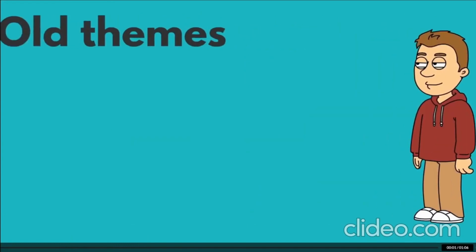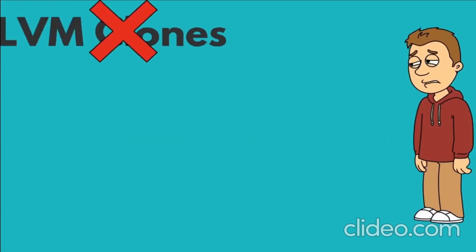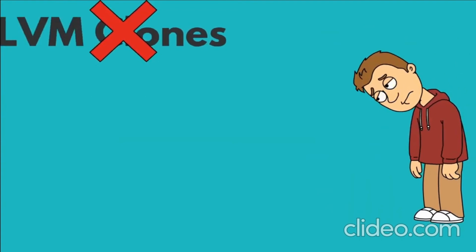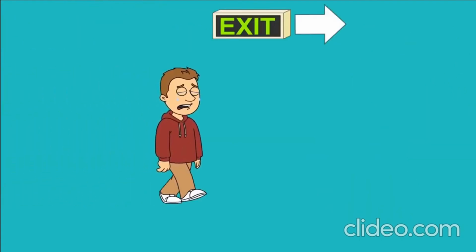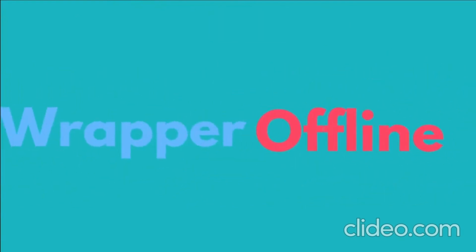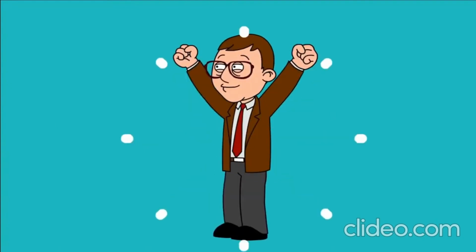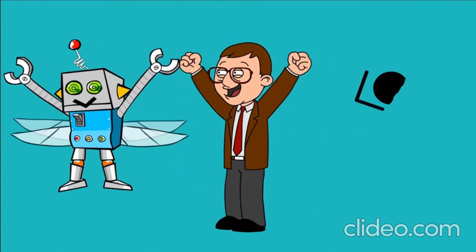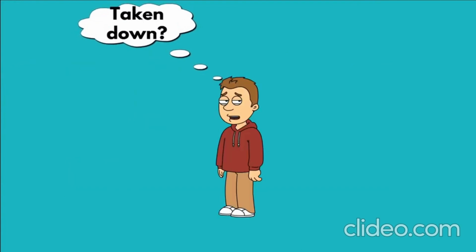So, you want to make a video using the old themes, but all of the legacy video maker clones keep getting taken down by Vyond. You're just about ready to leave the GoAnimate community for good. That is, until you discover Wrapper Offline. Wrapper Offline is a clone of the legacy video maker, which includes all of the old themes, like Comedy World, Cartoon Classics, Stick Figure, and more. Now, I bet you're probably thinking, won't this just get taken down by Vyond, like all the other legacy video maker clones? And the answer to that question, my friend, is no.